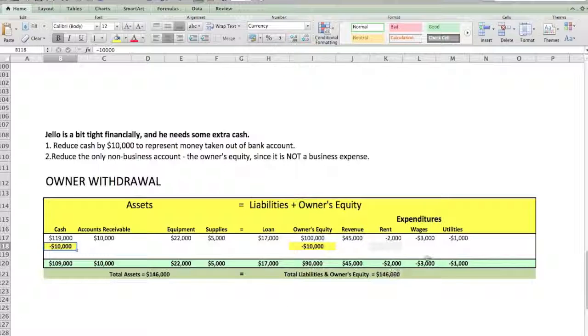He doesn't really care. So it wouldn't go in any of the expenditures. These have to be business related. So the only place it really leaves him is owner's equity, which is the money he put into it. So when we look at that, you subtract $10,000 out of owner's equity, that is a debit. You subtract $10,000 out of cash, that is a credit. They equal out. It leaves you with $146,000 left in assets and $146,000 in liabilities and owner's equity.